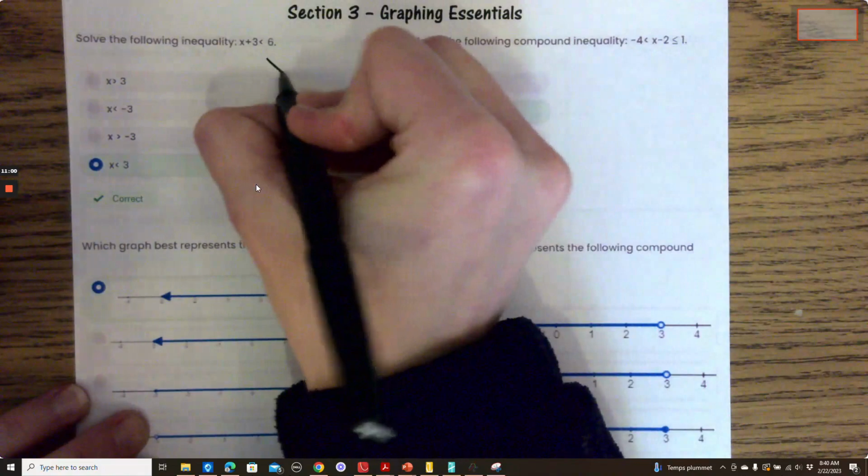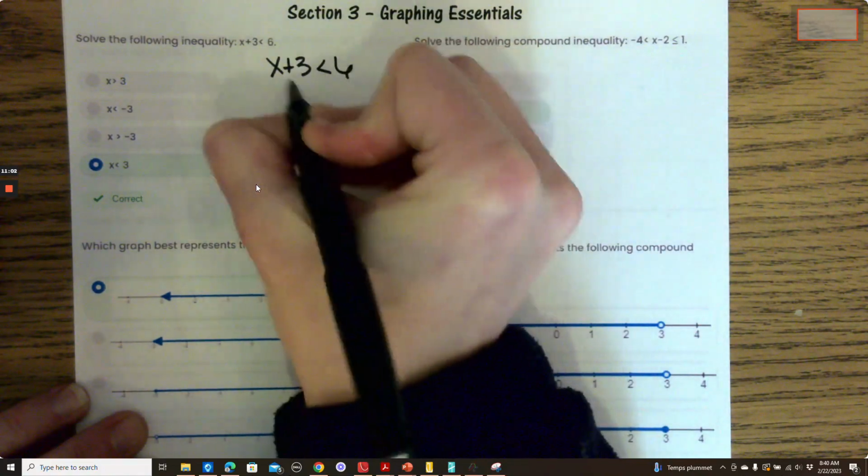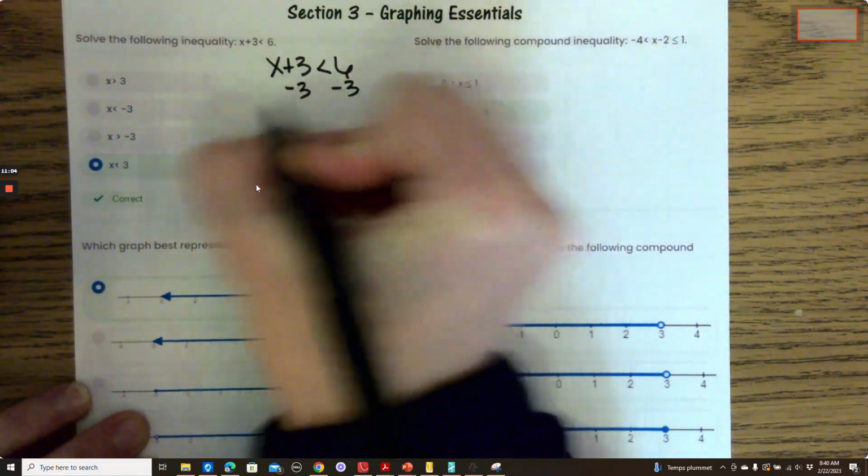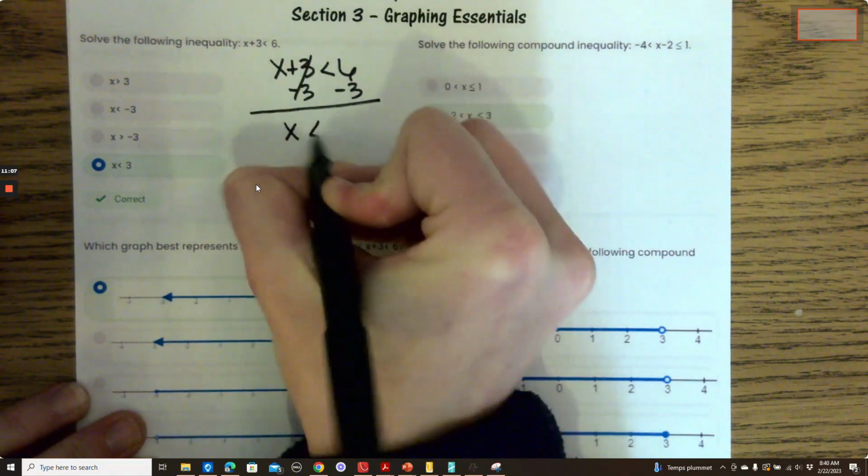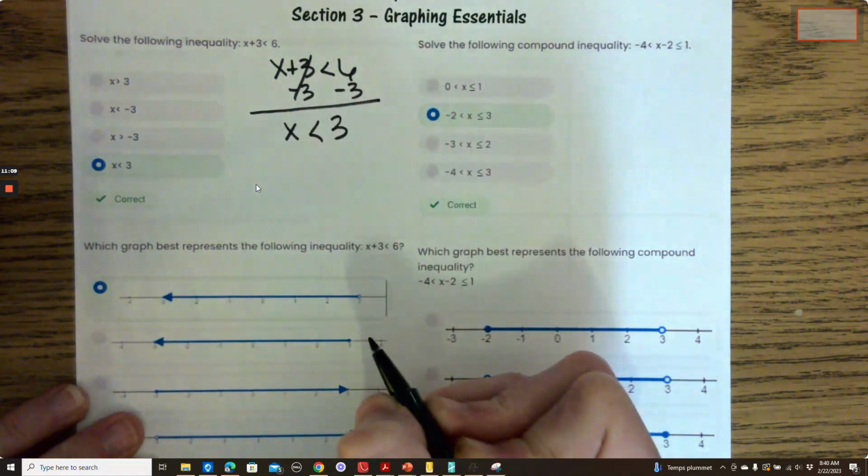Okay, solving inequalities. X plus 3 is less than 6. You want the x by itself. So we're going to subtract 3 from both sides. 6 minus 3 is 3.